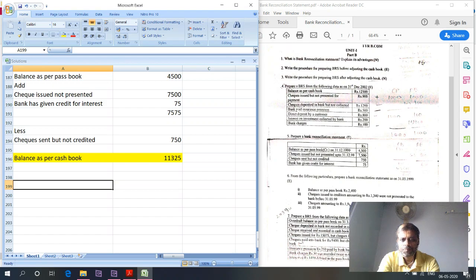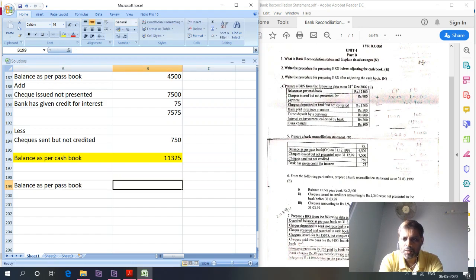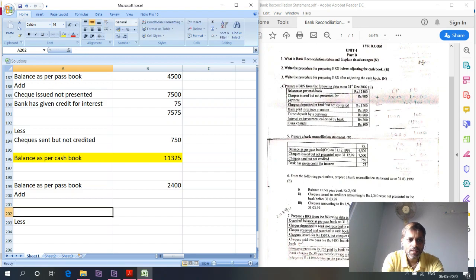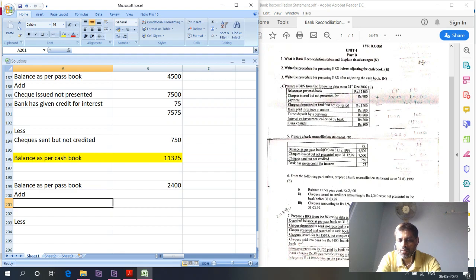Next one is balance as per passbook. Balance as per passbook is 2,400. Again, let's put these two names, add and less. What we are seeing here is checks issued to creditors amounting to rupees 1,340 were not presented in the bank before 31/3/99. So again the same logic, checks issued but not presented. Books balance has come down, bank is still having a higher balance, so add it.